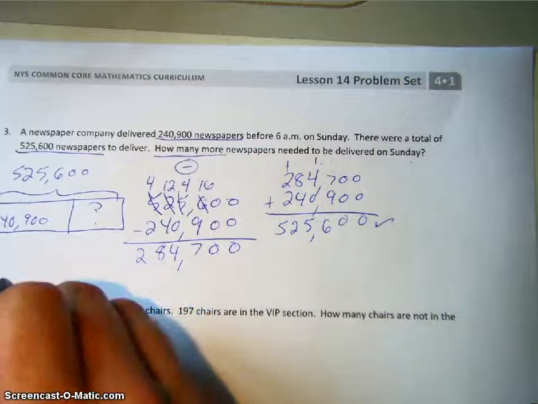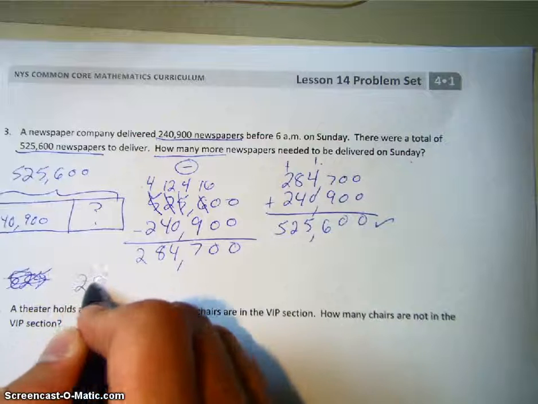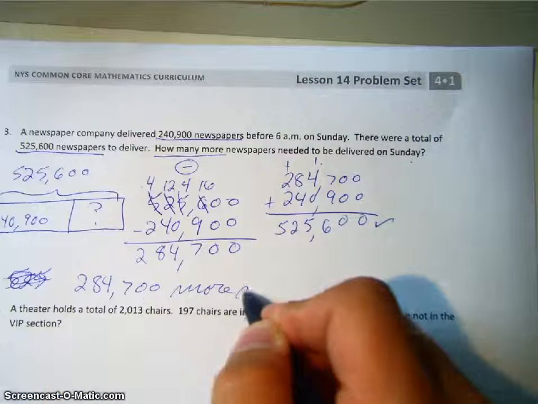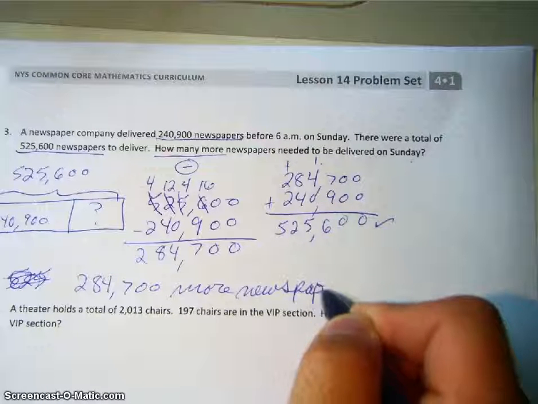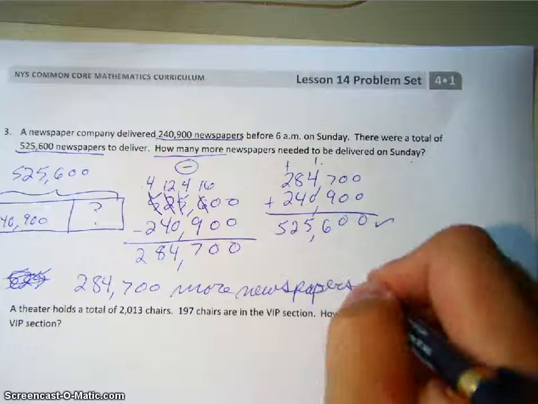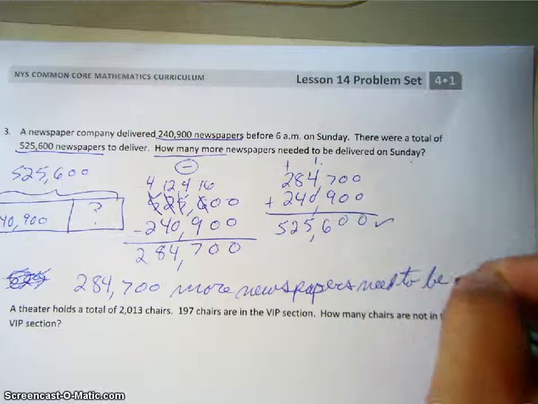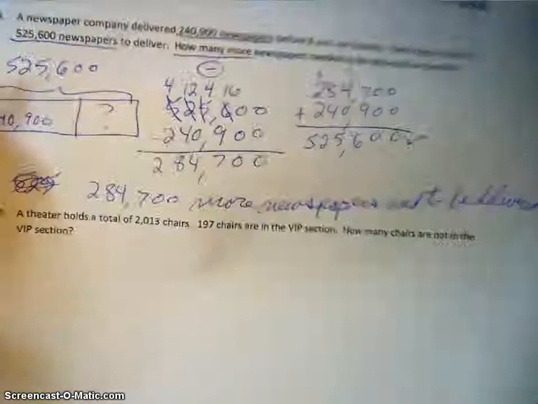Okay, so 525, whoop, that's our original number, sorry about that. So 284,700 more newspapers need to be delivered. Okay, moving on to number 4 here.